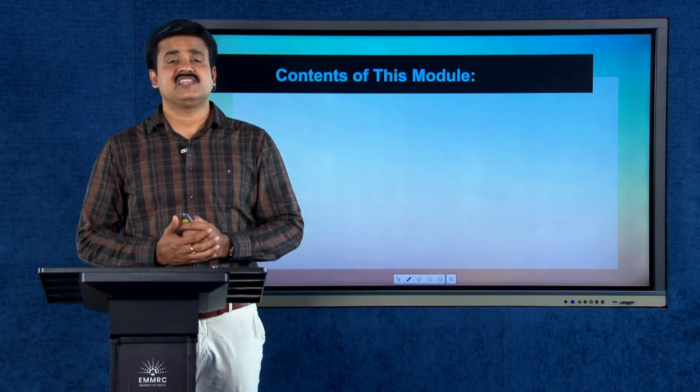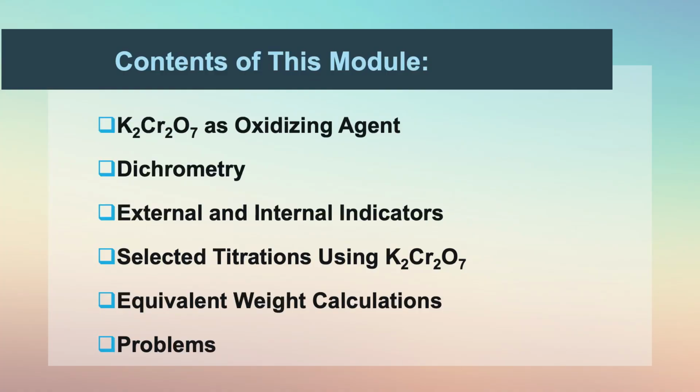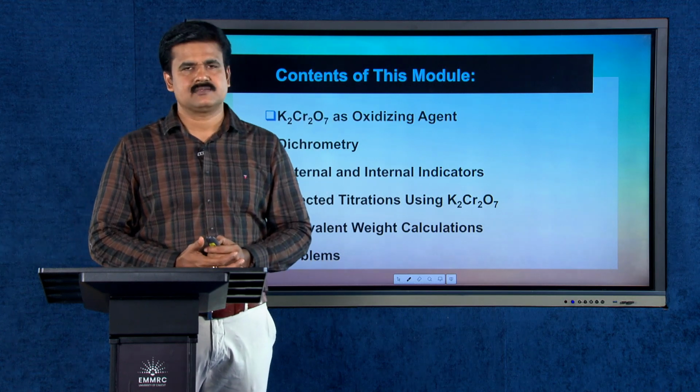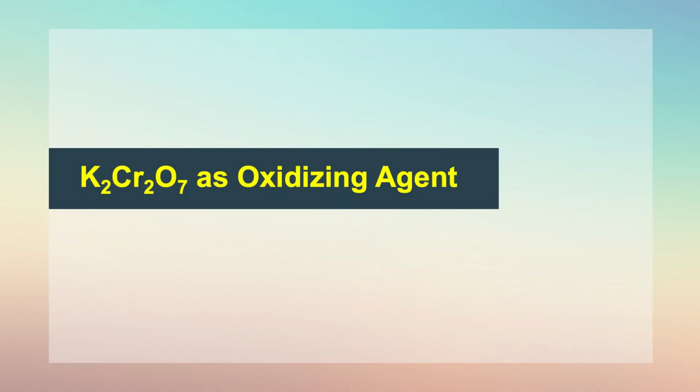The contents of this module are K2Cr2O7, that is potassium dichromate as oxidizing agent, dichrometry, external and internal indicators, selected titrations using K2Cr2O7, equivalent weight calculations and problems based on these concepts. First of all, K2Cr2O7 as oxidizing agent.